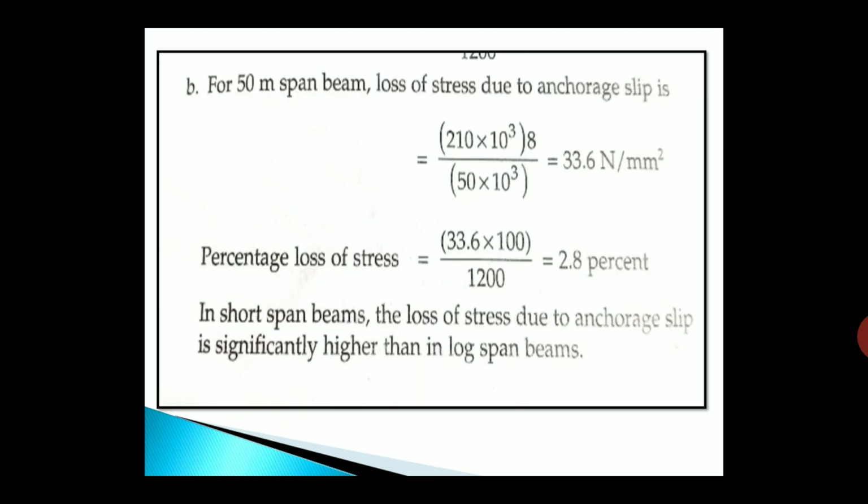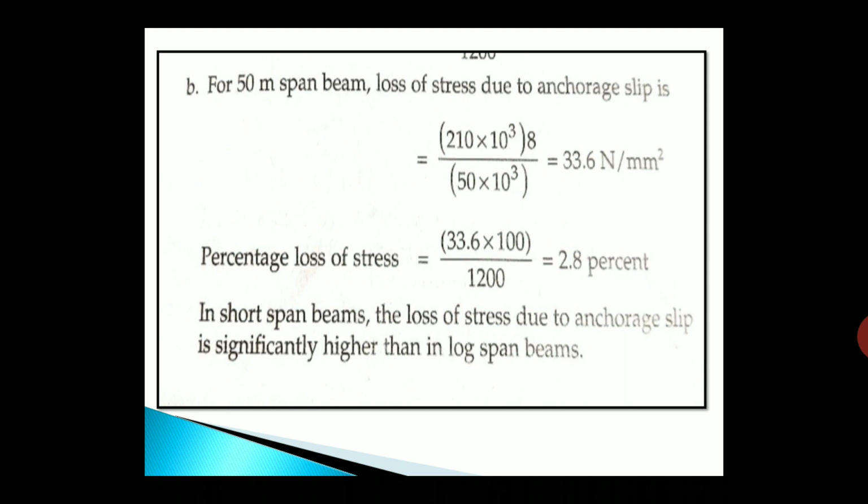So now in case 2, we substitute the length as 50 meters, substituting the value of Es and length as 50, we get the answer as 33.6 Newton per mm square, which is the loss. Therefore, percentage loss will be 33.6 divided by initial stress, which is 1200, multiplied by 100. We get 2.8%. So from this example, it is very clear that the loss of stress due to anchorage slip is significantly higher in shorter span beams as compared to longer span beams.